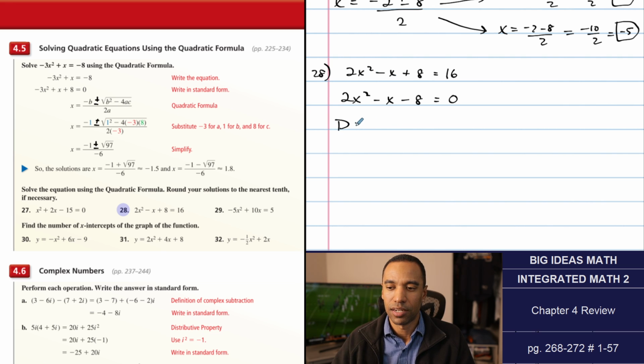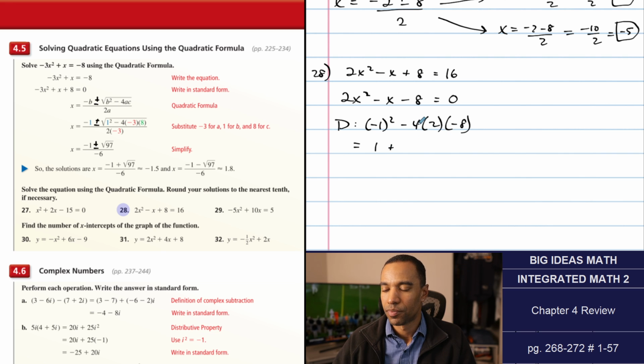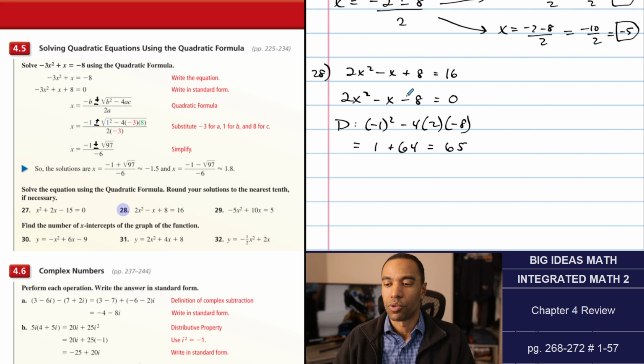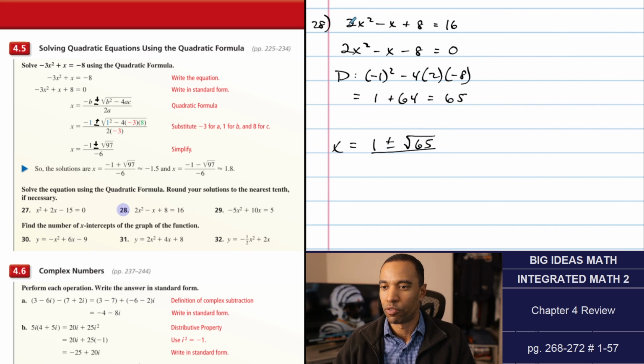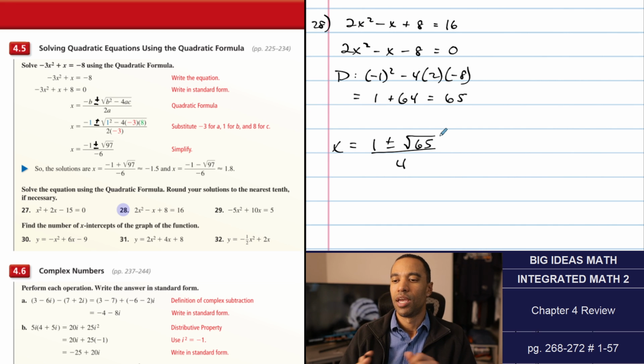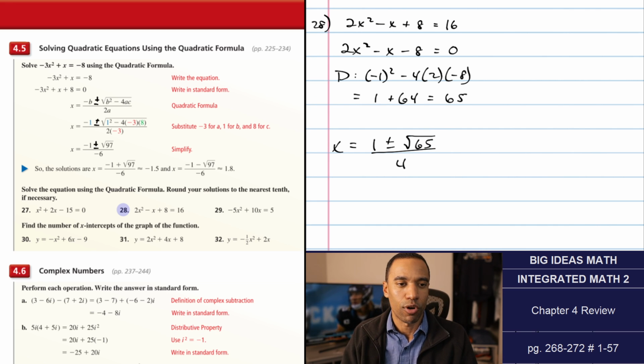Let's start with the discriminant of b squared, negative 1 squared, minus 4ac. This becomes 1. Minus a negative is plus. 4 times 2 is 8, times 8 is 64, which makes 65. 65 is not a perfect square. So this time when we do this guy, we're going to have to go to the calculator at some point. x equals negative b. Opposite of negative 1 is positive 1, plus or minus square root of 65, which cannot be simplified more to my knowledge, over 2 times 2, which is 4. 1 plus or minus root 65 over 4.